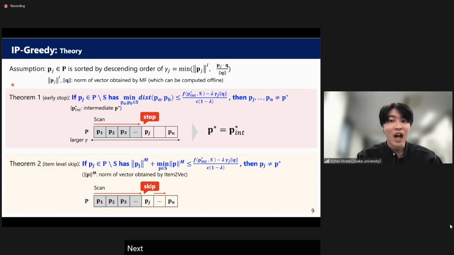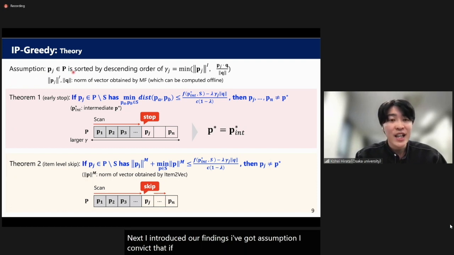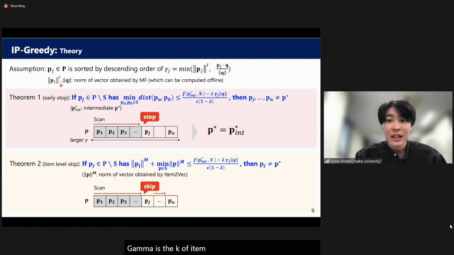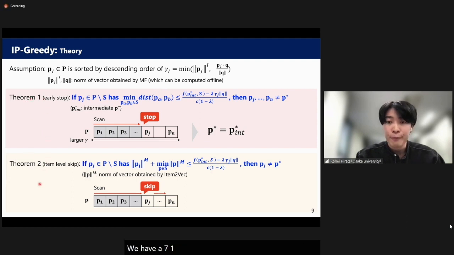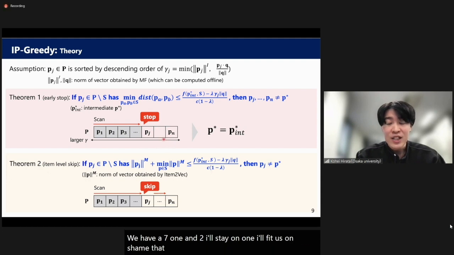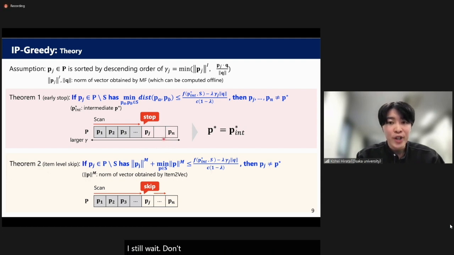Next, I introduce our findings. As an assumption, item vectors are sorted by descending order of gamma. Here, gamma is the sort key of an item, the norm of the vector obtained by MF, and it can be computed offline. Then we have theorems 1 and 2. Theorem 1 filters unseen vectors, so we don't need to compute their scores.